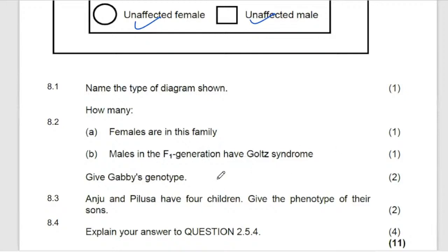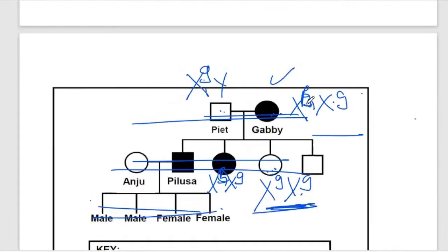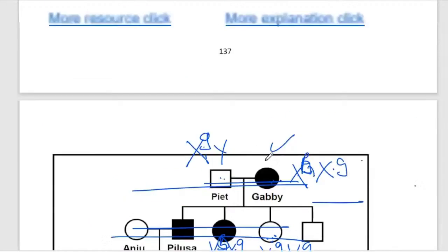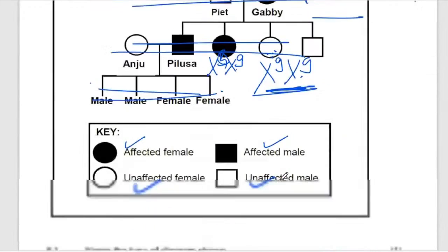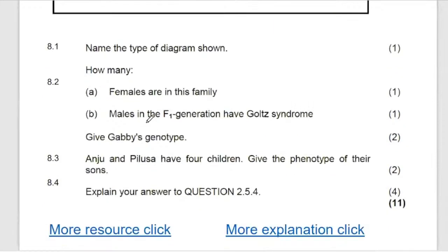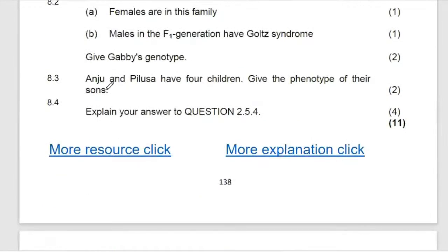Give the genotype of Gabi. We talked about it, because they produce a kid who is not sick. Guys, please take note of which one is caused by a dominant allele and which one is caused by a recessive allele. They will have to specify that it is caused by a dominant allele. Is it clear? Okay, we're done with that.